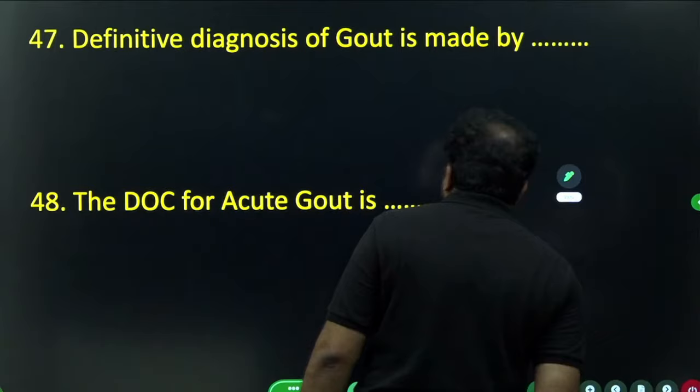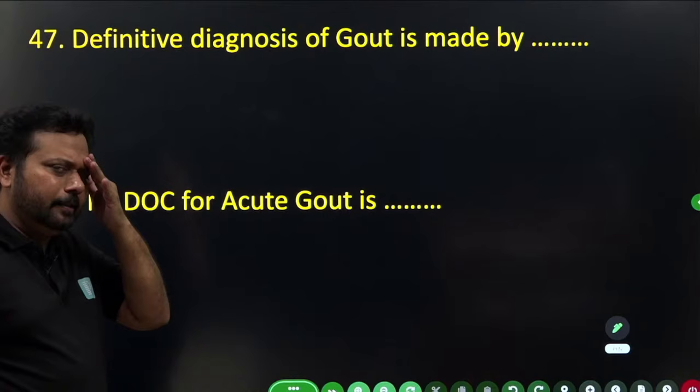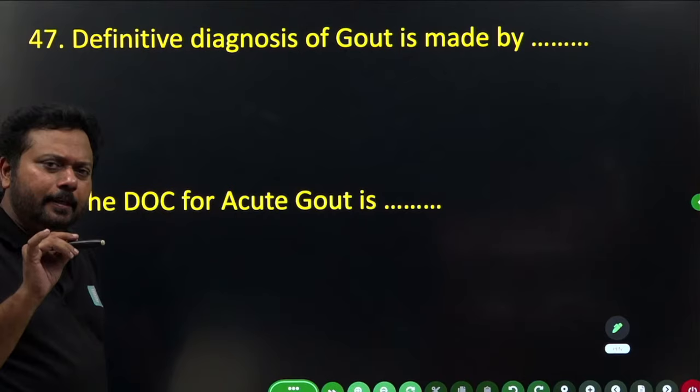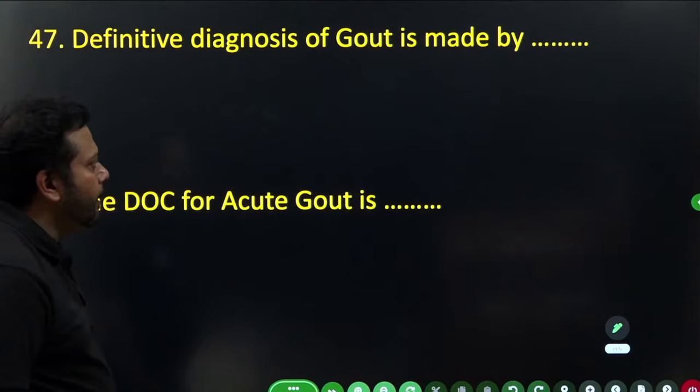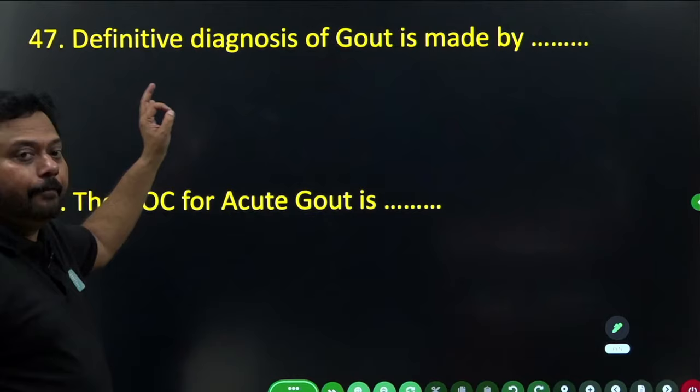Definitive diagnosis of gout is made not by serum uric acid level and all those things. The diagnosis is direct aspiration of the synovial fluid, and you see birefringent monosodium urate crystals on the microscope. Direct visualization of monosodium urate crystals in the synovial fluid aspiration showing birefringence is the 100% definitive diagnosis of gout.